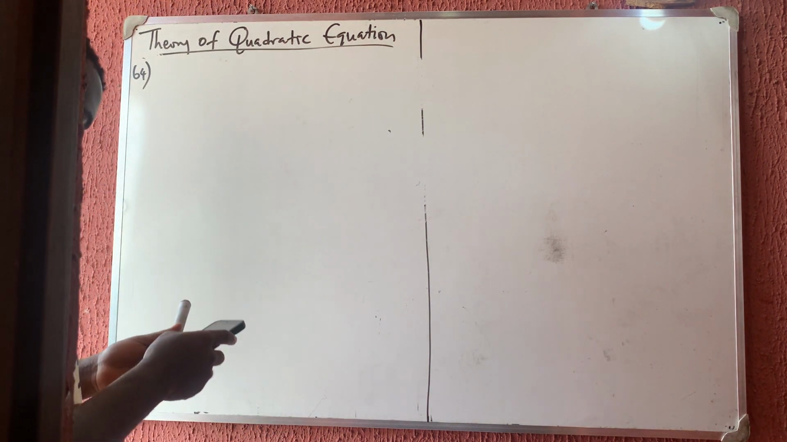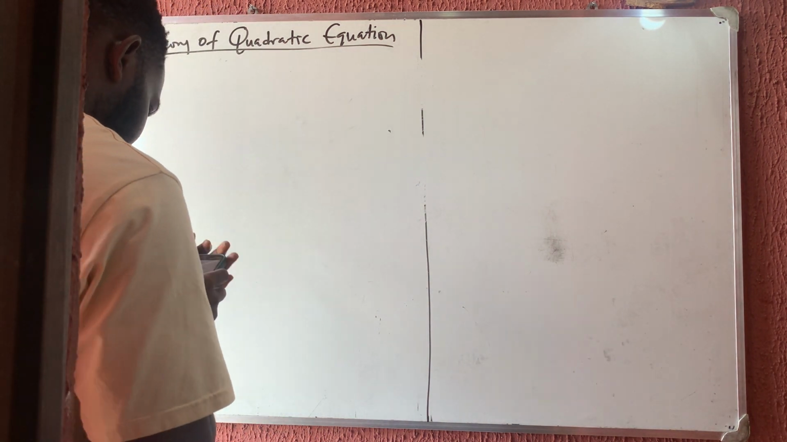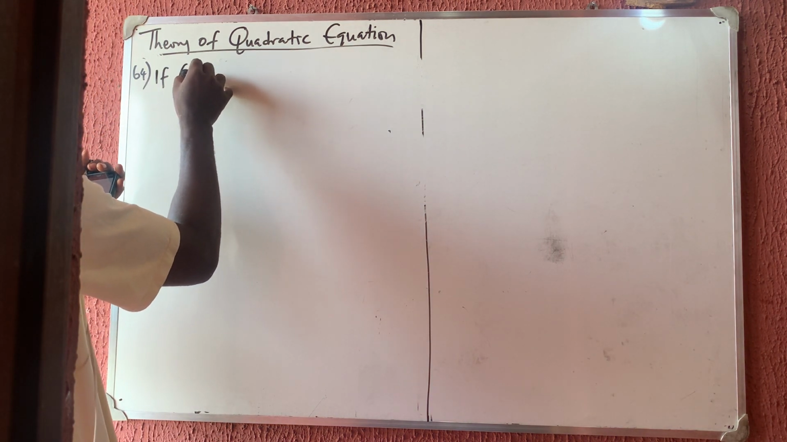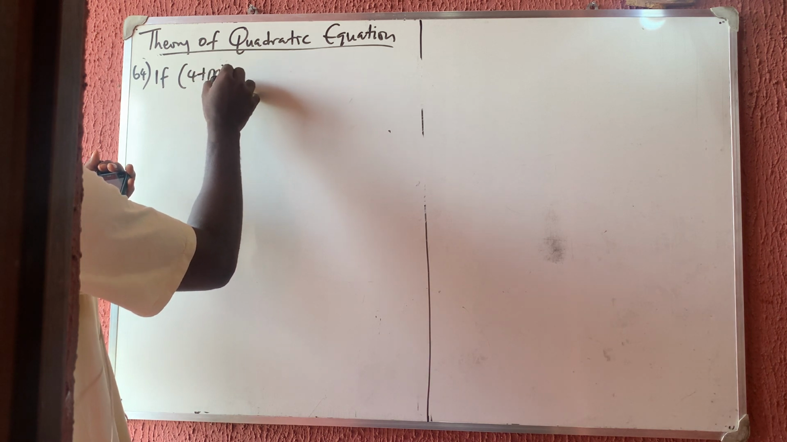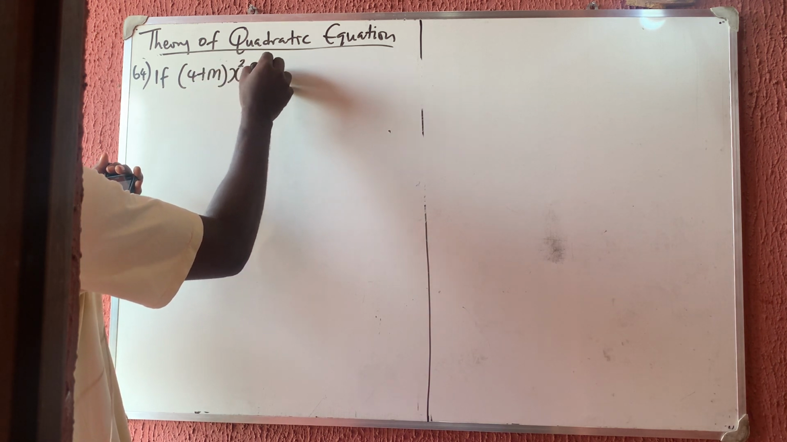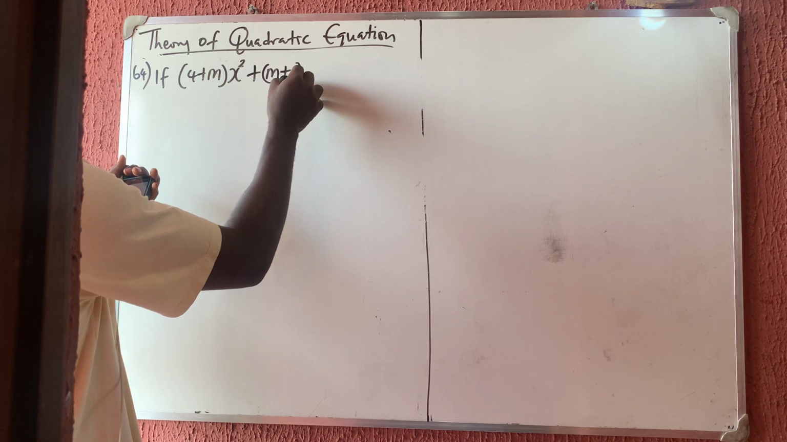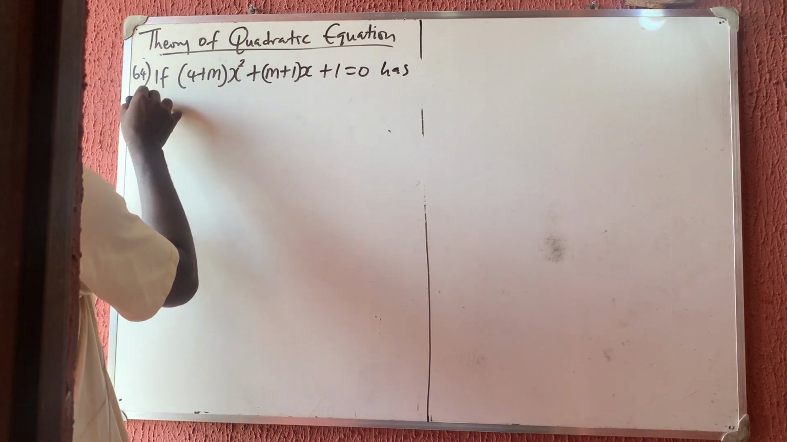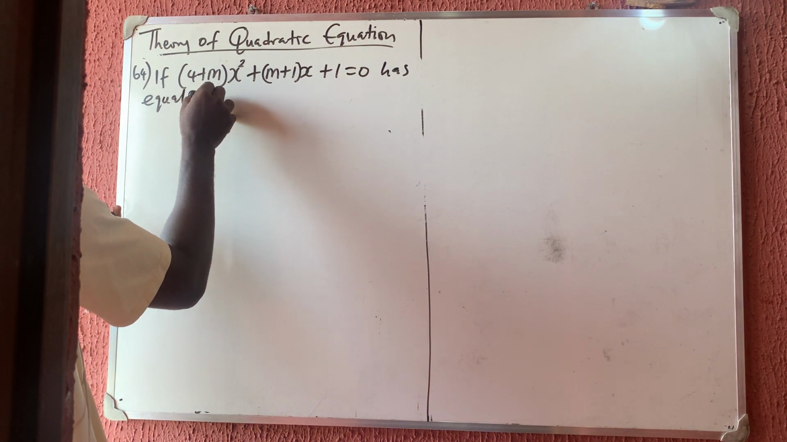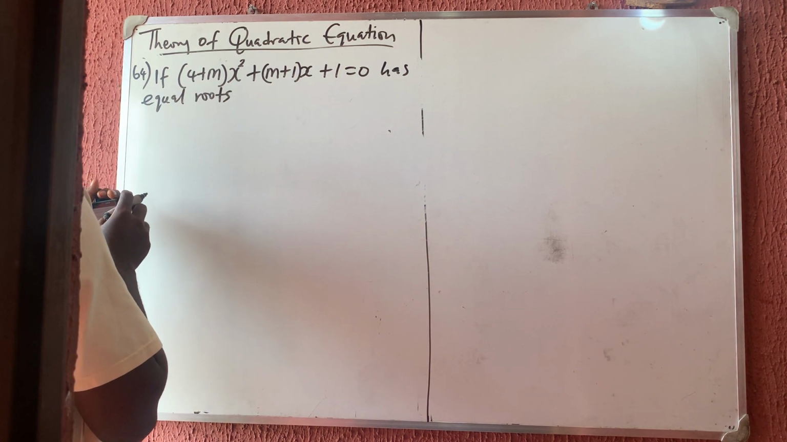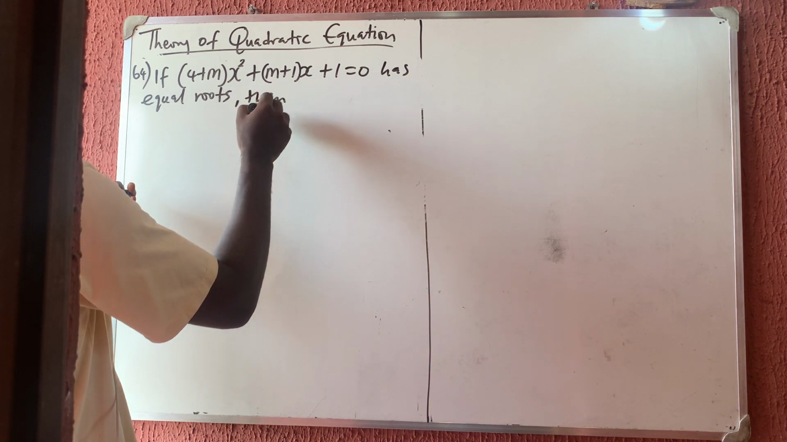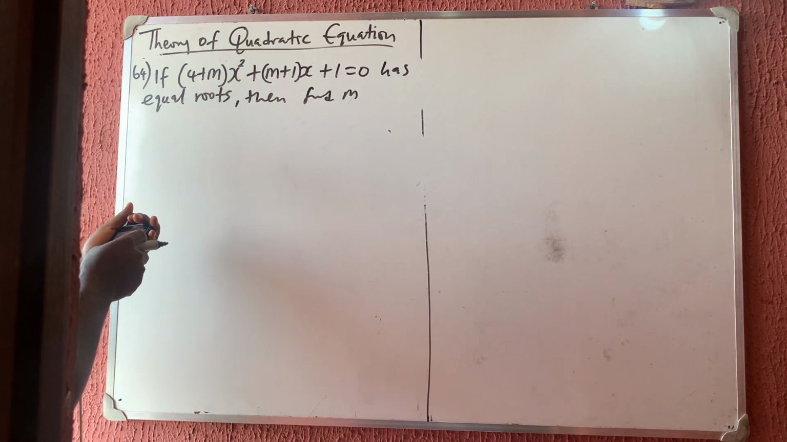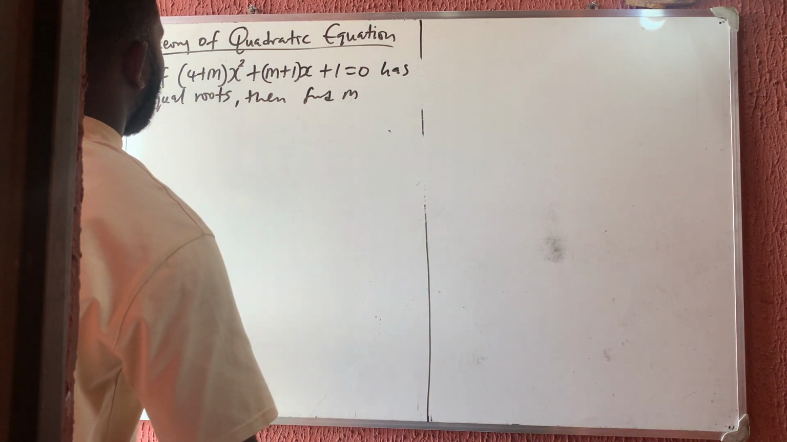Question number 64 said, if (4 + m)x² + (m + 1)x + 1 = 0 has equal roots, then we need to find m.